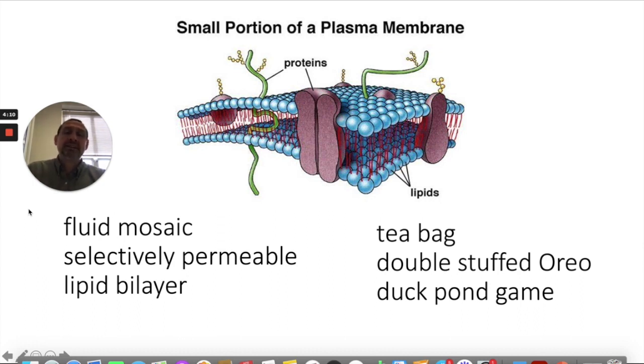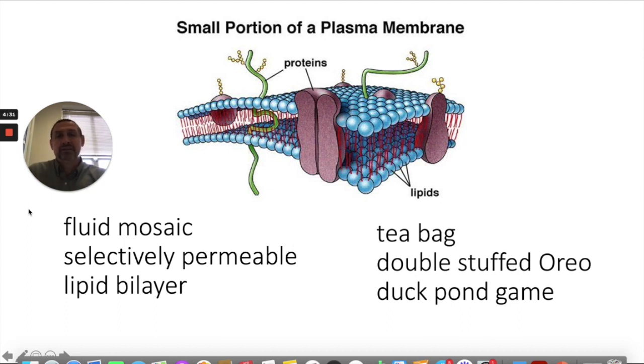Selectively permeable means that some things can enter that cell, but other things cannot. Some things can diffuse through the cell membrane, but other things can't. Some things can go through the channel proteins, but other things cannot. That reminds us of a tea bag where water can go into and out of the tea bag, and so can the flavor of the tea, but the tea leaves cannot diffuse through that membrane.